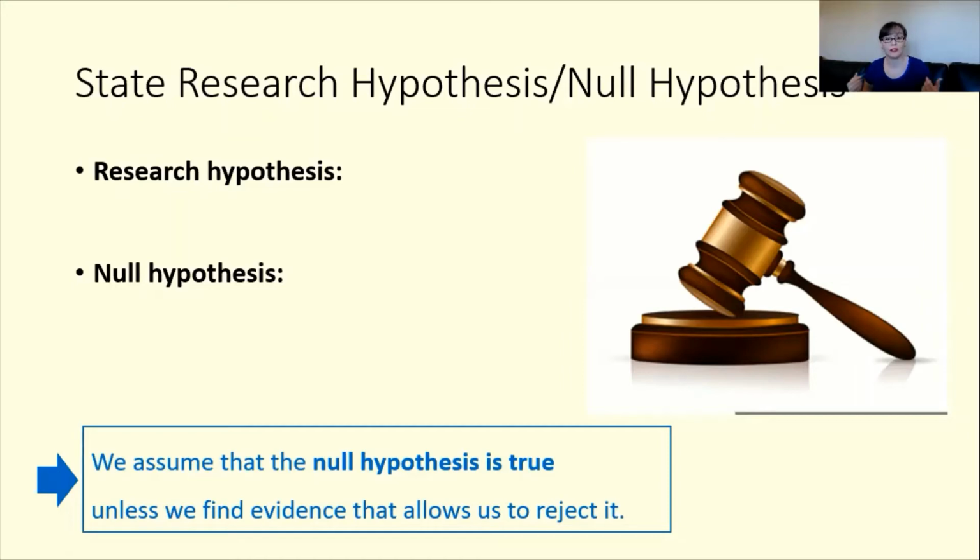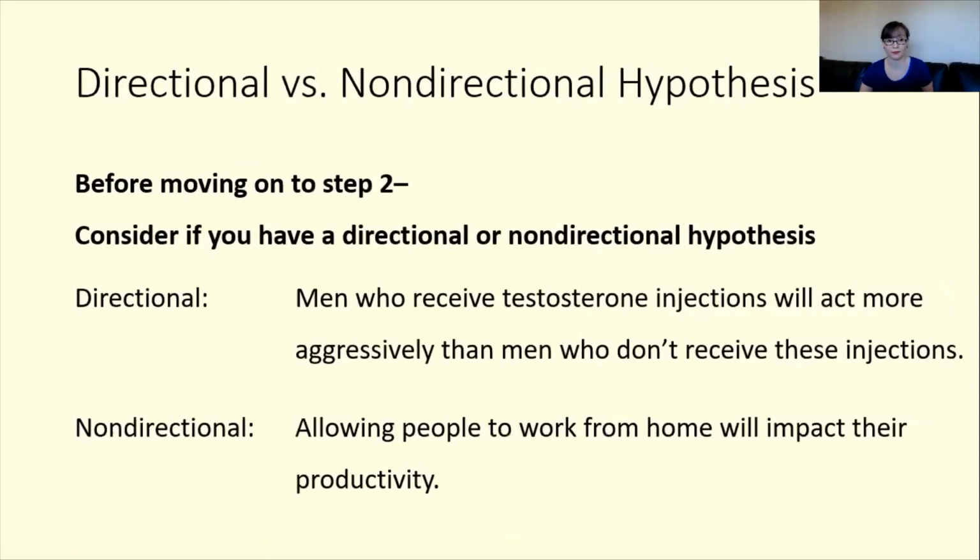And so if we restate our hypotheses about these particular populations, we can say that our research hypothesis is that men who receive these injections are going to act more aggressively than men who don't receive them. And on the other hand, our null hypothesis is going to say that men who receive these injections will not act more aggressively than men who don't receive them. Remember that our null hypothesis predicts our groups are going to be exactly the same.